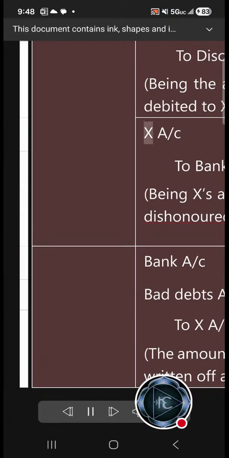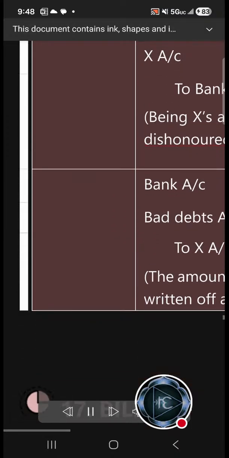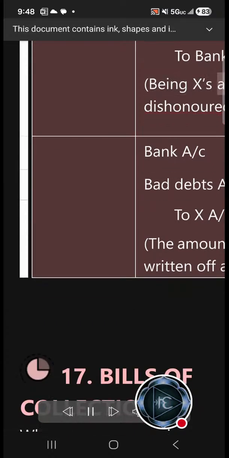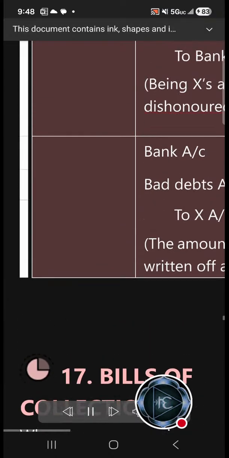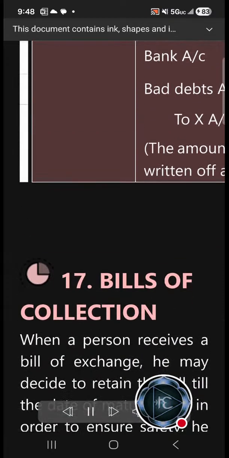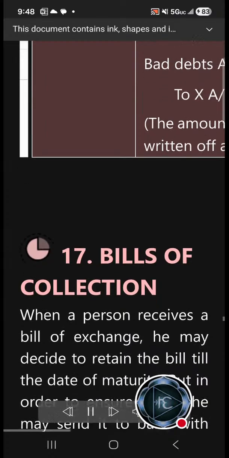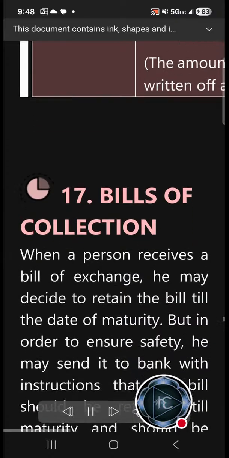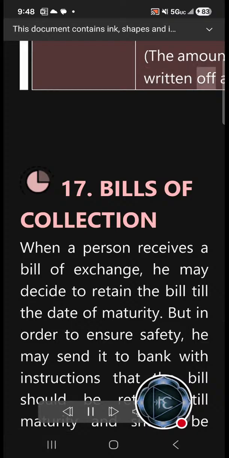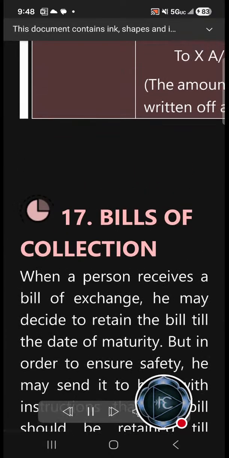X A/c Dr. 42,000. To Bank A/c 42,000. Being X's acceptance, which was discounted, dishonored due to X's bankruptcy. Bank A/c Dr. 28,000. Bad Debts A/c Dr. 14,000. To X A/c 42,000. Being the amount received from X and the balance written off as bad debt.